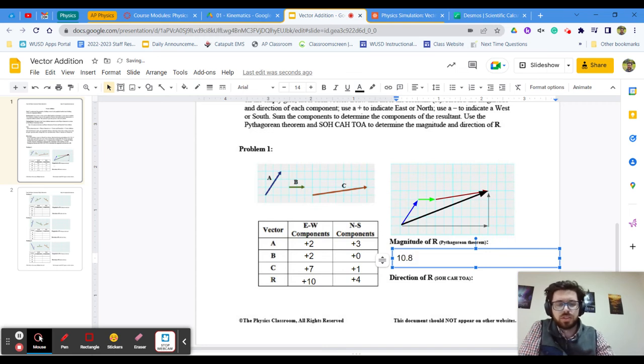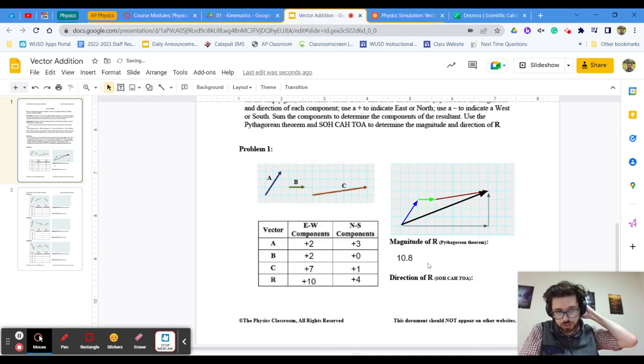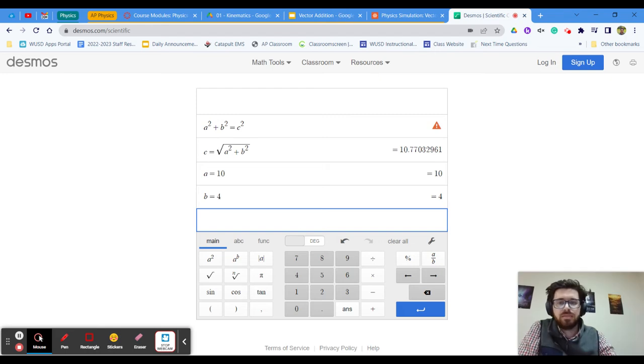You can round it up if you want. Let's just say 10. Okay, now how are we going to find out the direction? You could use any of the sides. So we have A, we have B, we have C. We can use any of the trig functions. Let's just go ahead and use sine.